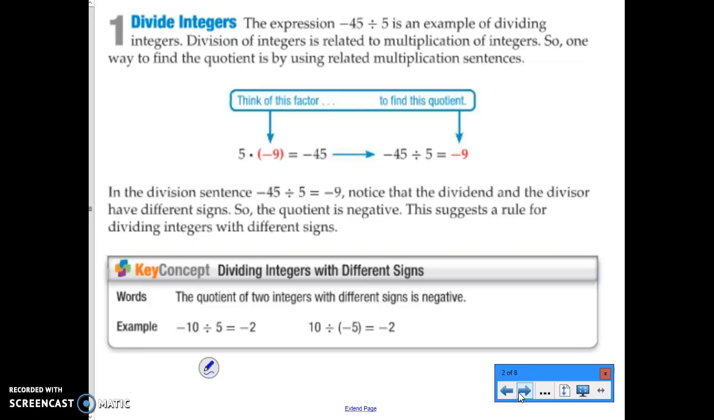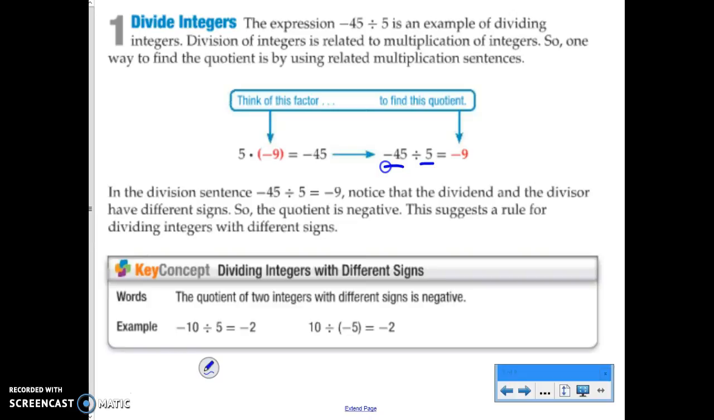So one way to find the quotient, or the answer of a division problem, is by using related multiplication sentences. So here I have the multiplication sentence, 5 times negative 9 equals negative 45. Well, to find the quotient, you can think of that factor as the quotient. So that leads us to our division problem, which is negative 45 divided by 5 equals negative 9. So in the division sentence, notice that the dividend and the divisor, meaning this number and this number, have different signs. So the quotient is negative.